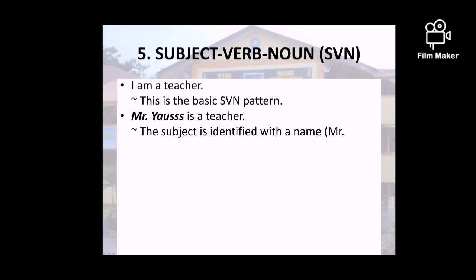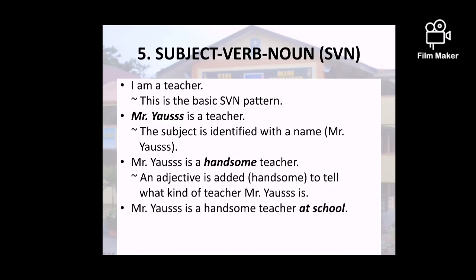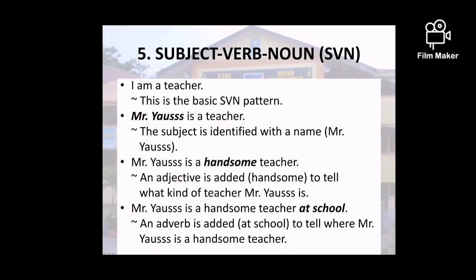So the subject is identified with a name, Mr. Yausss. Then "Mr. Yausss is a handsome teacher." You may add adjectives in this sentence. An adjective, handsome, is added to tell what kind of teacher Mr. Yausss is. You may also add an adverb of place to make it longer and more informative. An adverb, at school, is added to tell where Mr. Yausss is a handsome teacher.